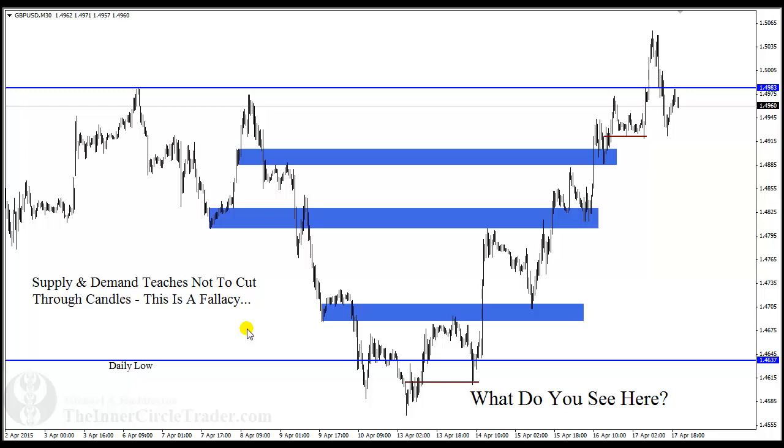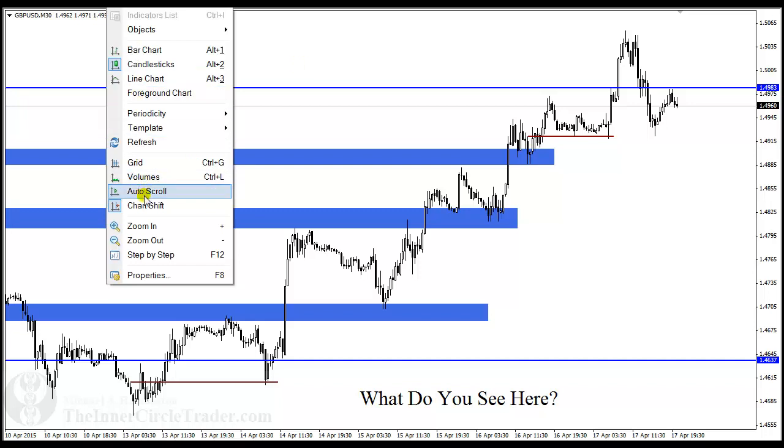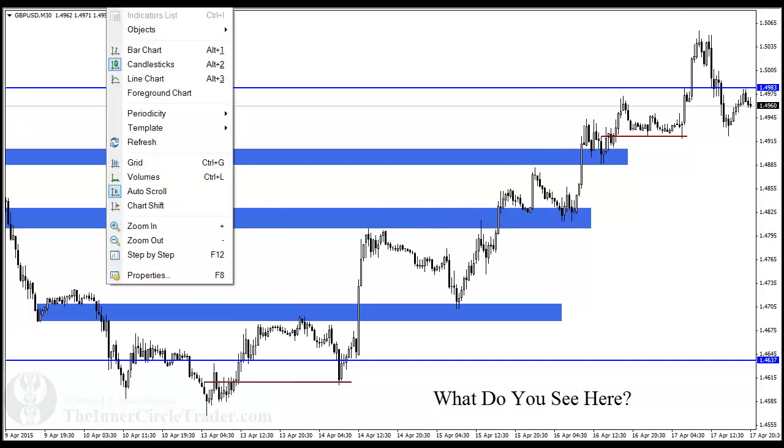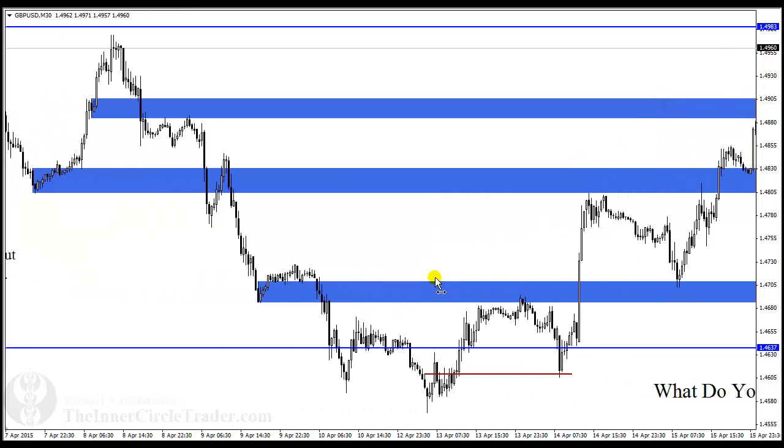And they teach not to cut through candles. It's a fallacy. Here's that daily low, 146.37. Okay, market dips below it again, dips below it again. But looking at in here, okay, what do you see? The question I'm asking is, what do you see going into, let me take this off here so we can see without being disturbed with the chart being jerked back and forth.